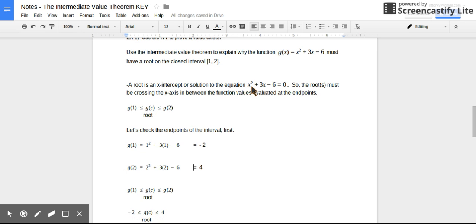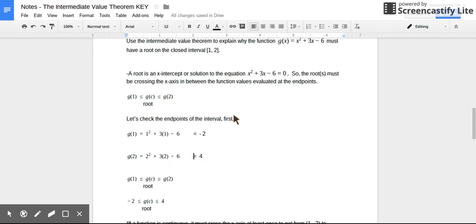If I plug in 1, then I should get an output, and that'll be represented by g of 1. If I plug in 2, I should get an output, and that would be represented by g of 2. There must be some input in between those two outputs that gives me a root value, or should be a solution to this equation. So let's check the endpoints first. If I plug in 1 into my equation, we get 1 squared plus 3 times 1 minus 6, which gives us a value or an output of negative 2.